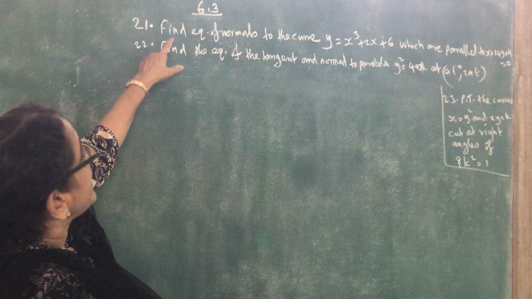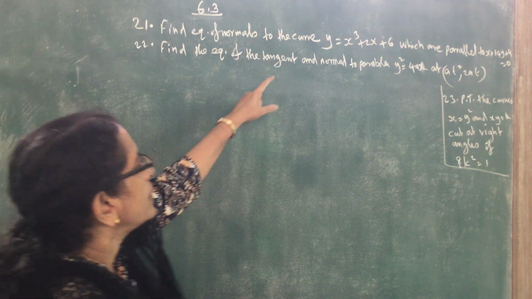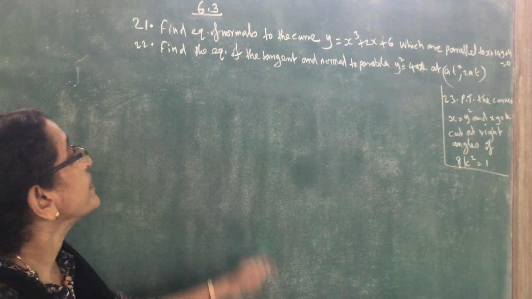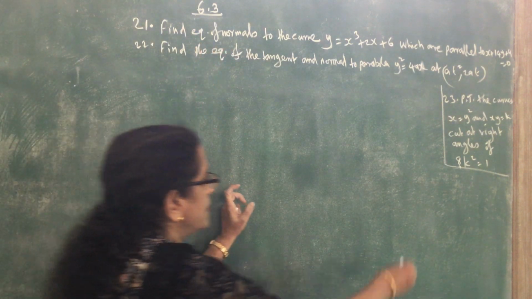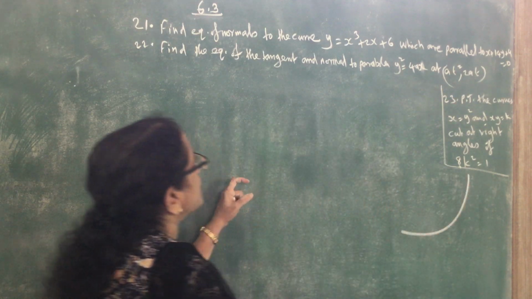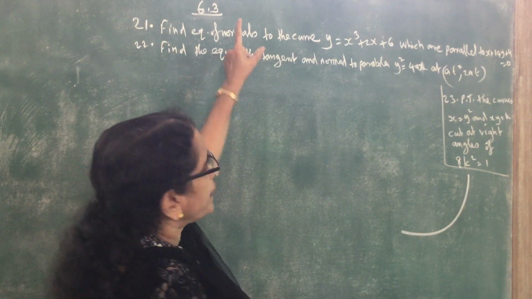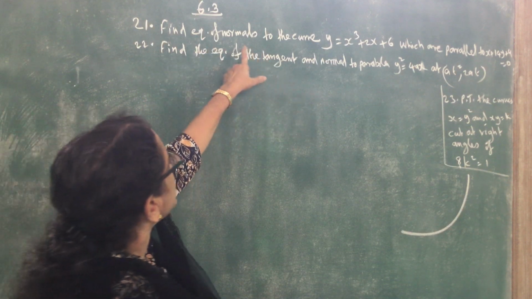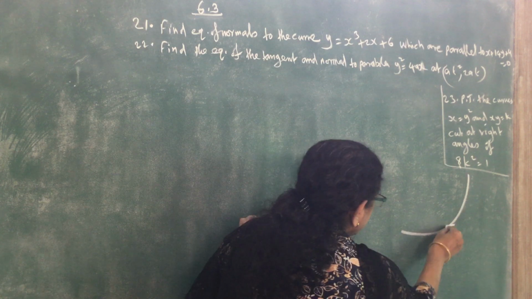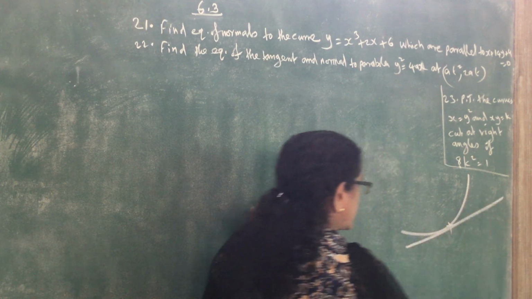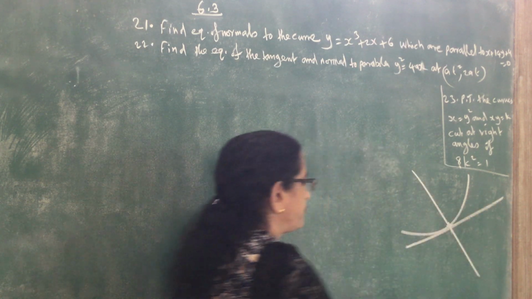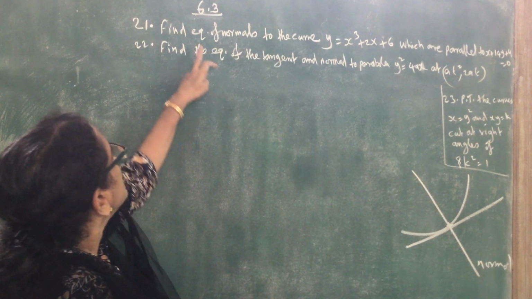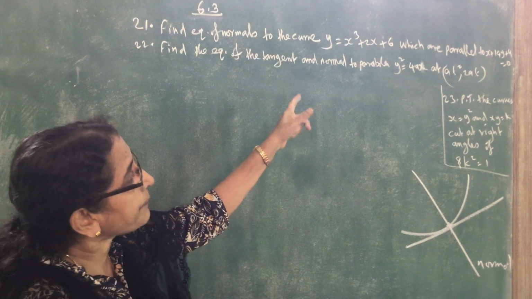6.321. Find the equation of normals to the curve which are parallel to the line x plus 14y plus 4 equal to 0. So we have to find the equation of normal. Consider a curve; this is the curve at which we draw the normal. We have to find the equation of normal at which the tangent is drawn. Consider this point. At this point, this is the tangent, and this is the normal.